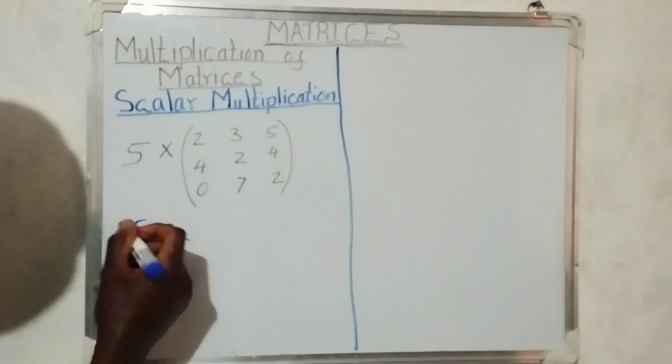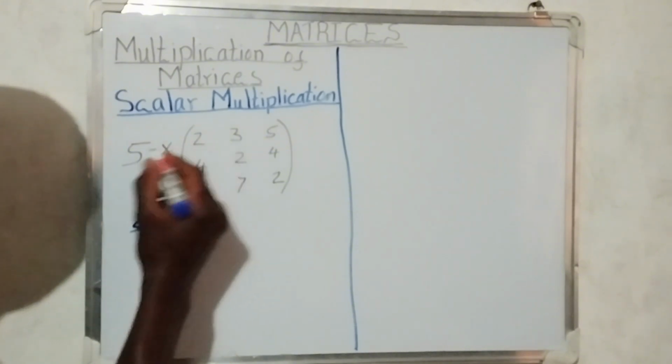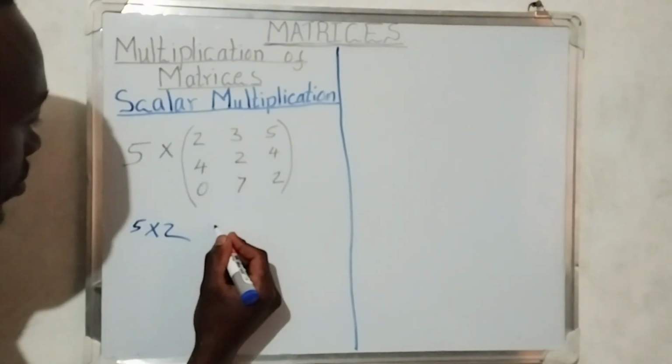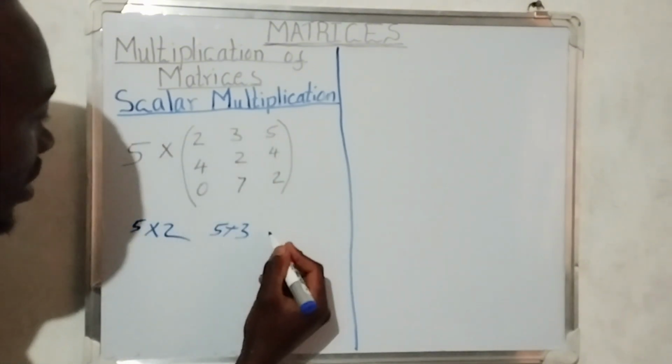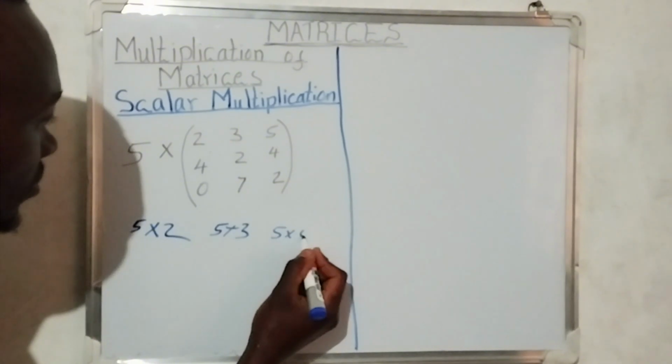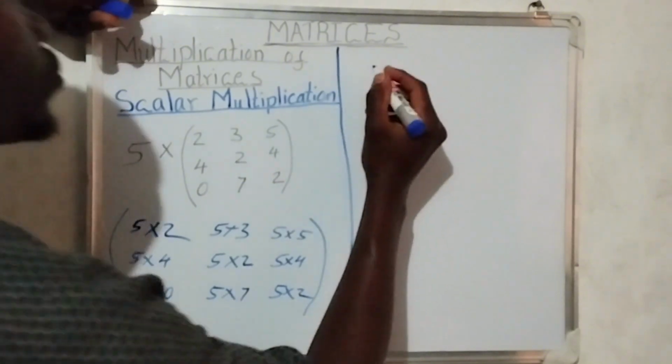I already started here. 5, you multiply by 2. And then 5 times 3. Then 5 times 5. So 5 times 2, we get 10.